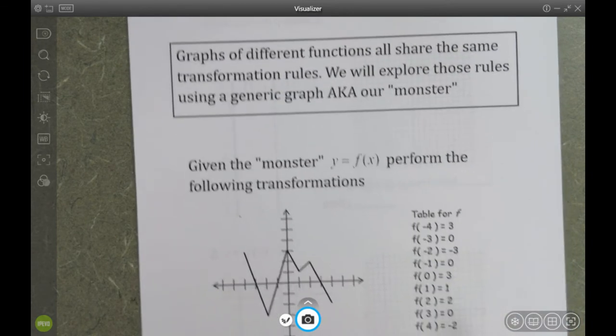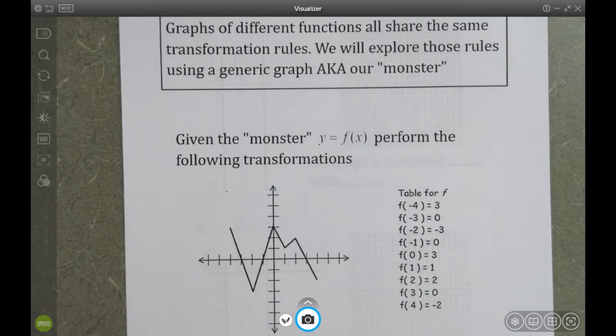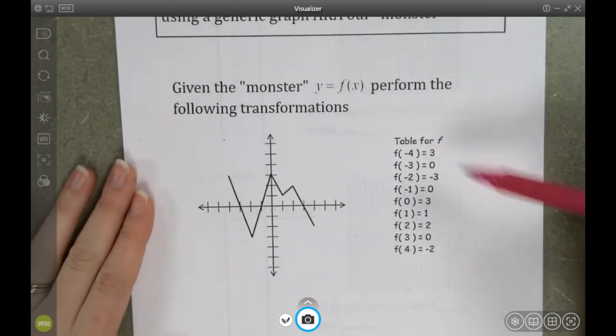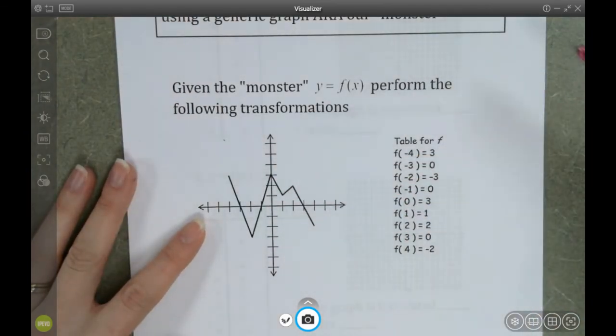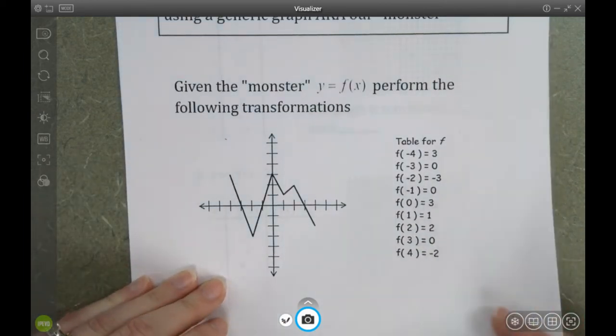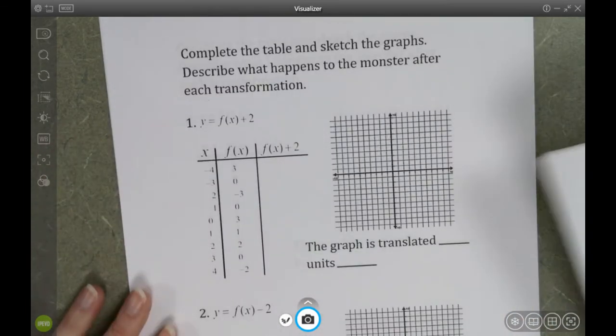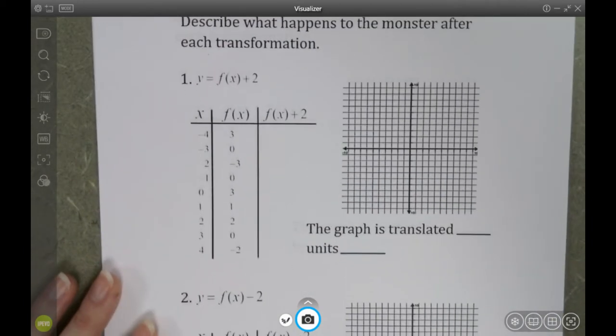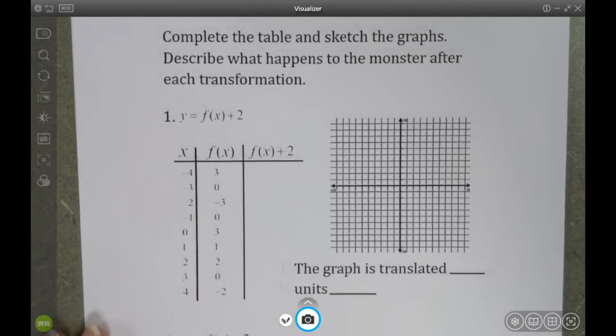All right. So this unit is called Moving the Monster. And so we're going to take this monster right here and we're going to move it around. So we have this ugly graph. Here is our table of values. They've made it for us. Isn't that nice? Doesn't that look like a fun graph? No, that's why we call it the monster, because it's a little monstrous. But it's all right. We're going to make it through. Okay? So we're going to do this first one together, and then I'll let you work with a neighbor on some of these.